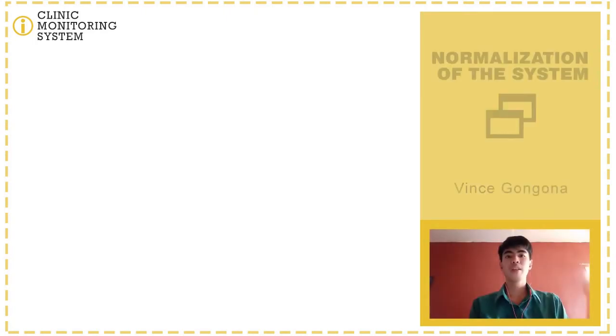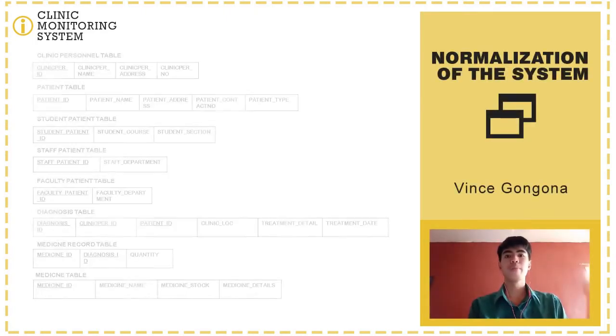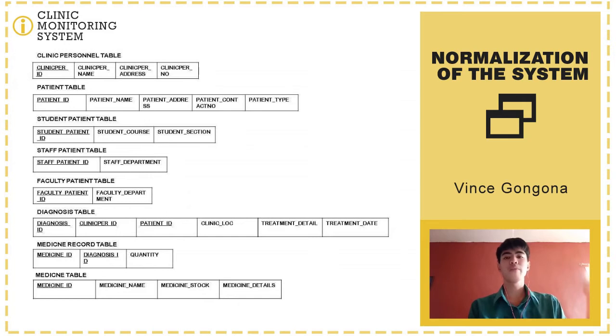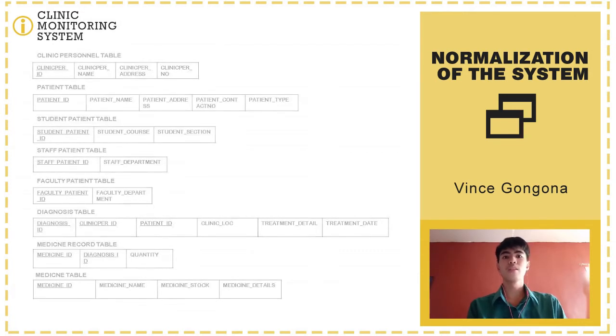I will now be explaining the normalization of our database. Our database has a total of 8 tables, and we normalized it up to third normal form. We made sure that there are no multi-valued attributes, transitive dependencies, and partial dependencies to avoid inconsistencies in the database.